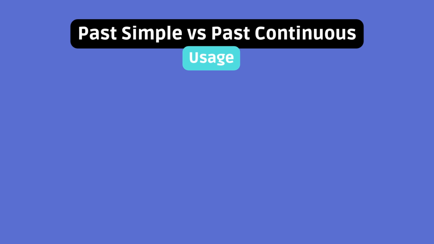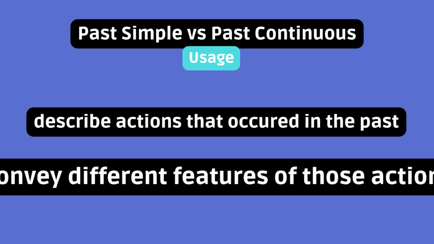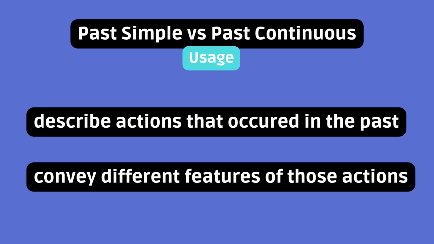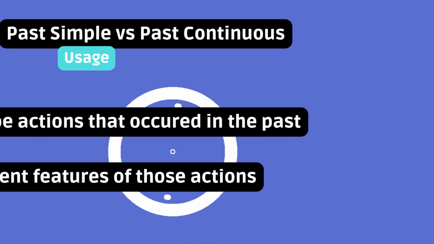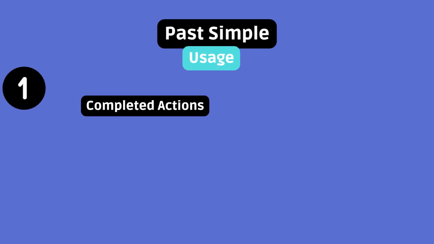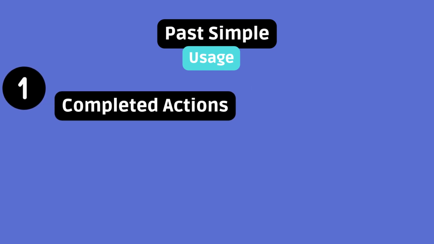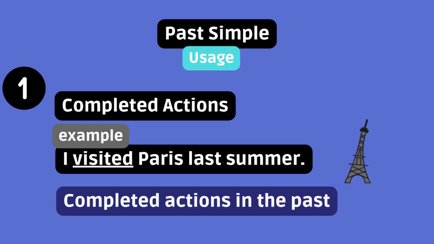The past simple and past continuous are used in English to describe actions that occurred in the past, but they convey different features of those actions. Let's explore the differences between the two. We use the past simple for, number one, completed actions. Example, I visited Paris last summer. The past simple is ideal for narrating completed actions in the past. It's a snapshot of a specific event.